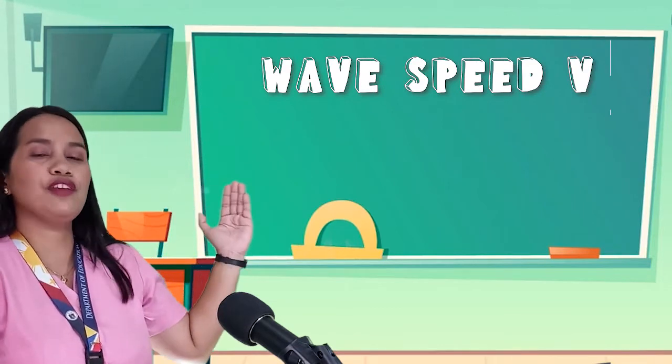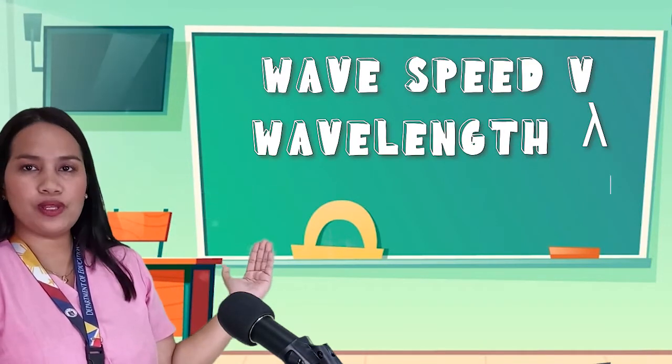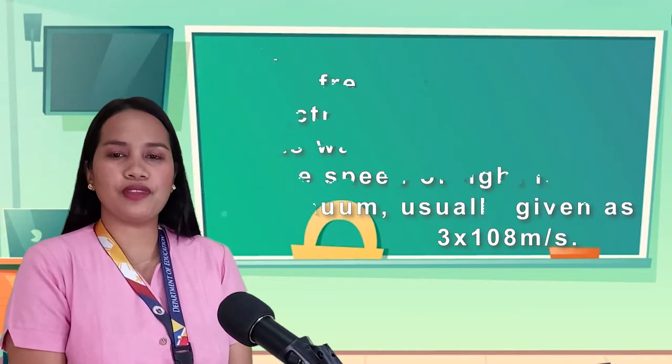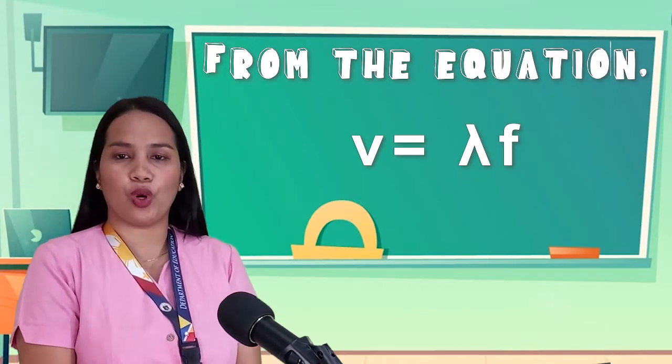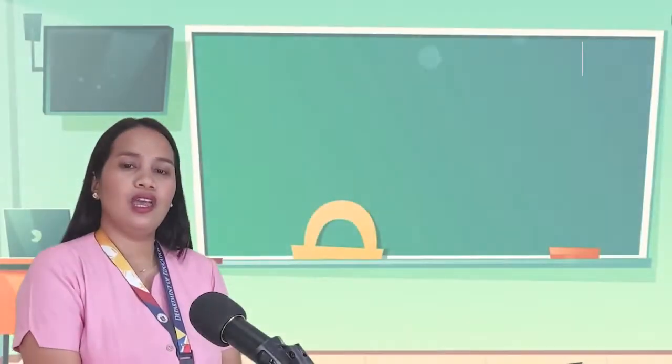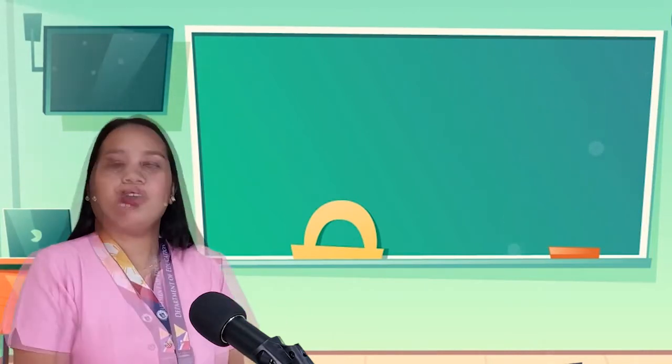In your grade 8 science, you've learned that waves, in general, have wave speed v, wavelength lambda, and frequency f. For electromagnetic waves, the speed c is approximately equal to 3×10⁸ meters per second. From the equation v equals lambda f, or wave speed equals wavelength times frequency, when the wave speed is taken to be constant, we find that wavelength and wave frequency have an inverse relationship. This means that when the wave frequency is high, the wavelength is short and vice versa.